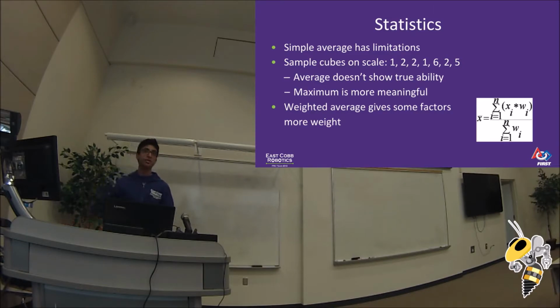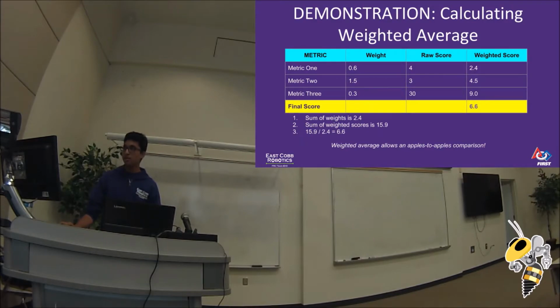So the next thing I'd like to cover is weighted average, which gives some factors more weight than others. And in the next slide, I have a short mathematical thing. So you have 3 different metrics, with their raw scores being 4, 3, and 30. Now, those look so wildly different that they don't make sense. I mean, how can you compare 3 to 30? It's like comparing apples and oranges.